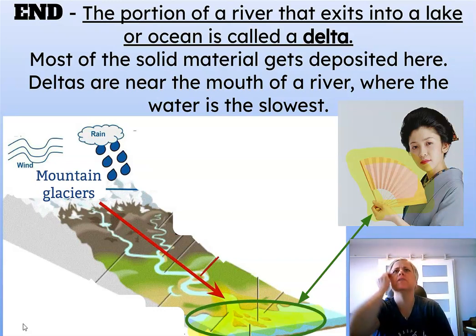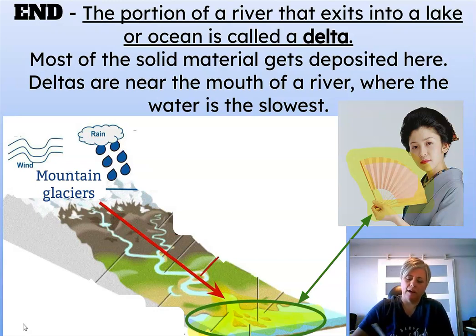Most of the solid material gets deposited here. Deltas are near what we call the mouth of a river, and it's where water is moving the slowest. So I think of Delta BC. Delta BC is named that for the Fraser River, which empties into the ocean there, and it's a very large river. They get their names from that.